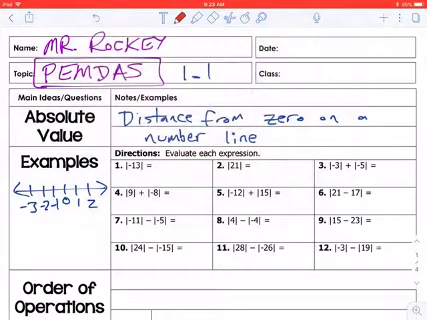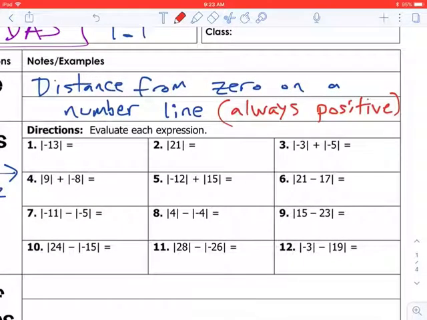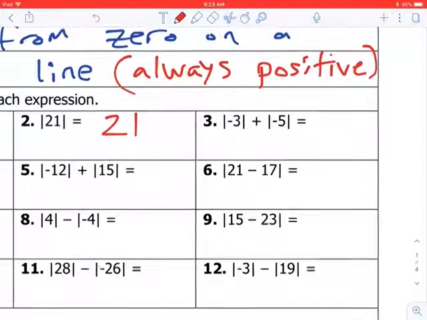The distance from 0 just means, okay, how many units away is 2? 1, 2. How many units away is -3? 1, 2, 3. So the distance is always positive, okay? So an absolute value is a distance which is always positive. So, for example, we're not going to do all these, but we have number 1, -13, absolute value is just 13 because it's 13 units away from 0. 21 is just 21.